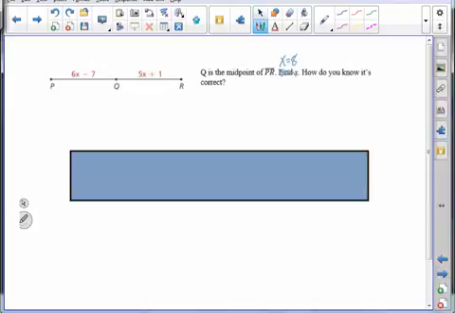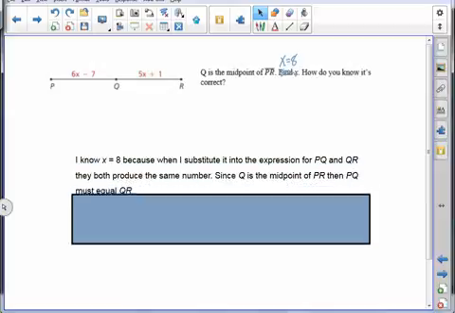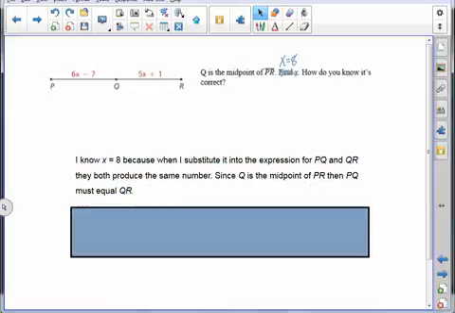Okay, so hopefully you have an answer written down now. Here is my answer. This is not the only way that you could have written it, but here I'm saying I know X is 8 because when I substitute into the expression, they produce the same number, and since Q is the midpoint of PR, then PQ must equal QR. So again, this is just an example. Complete sentences, and try to use some kind of an element of the question in your response.